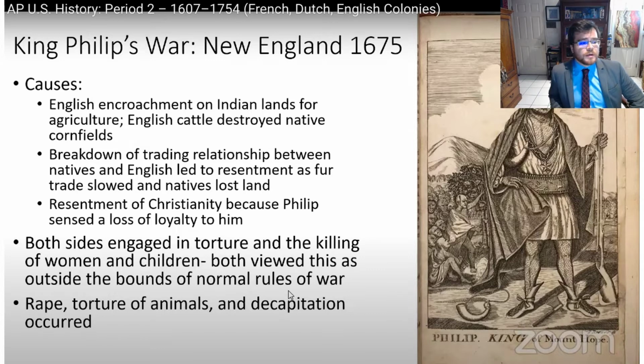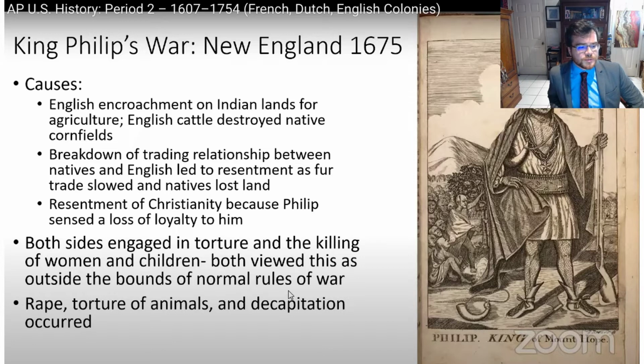So causes. English encroachment on Indian lands for agriculture. English cattle destroyed native cornfields. So the English were kind of not that sophisticated. They didn't know how to farm the right way. They didn't rotate their crops. And so they kept growing crops and not rotating, which is going to lead to depleting the land of nutrients and vitamins. And so then eventually you deplete the soil of all nutrients and then you can't grow any crops there anymore. And then what do? Well, you spread and move on.